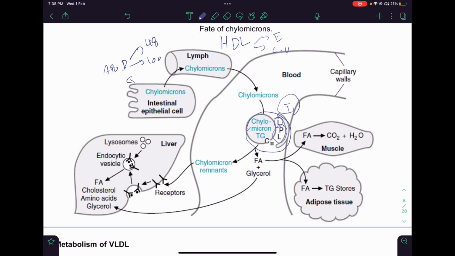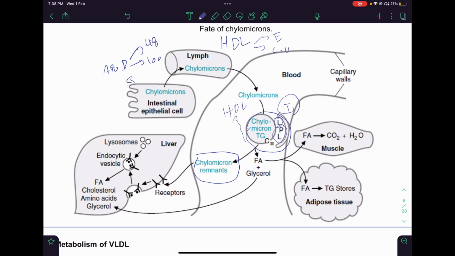Now, the chylomicron contains ApoC2, ApoE and ApoB48, all of them at this point. Before they go into something called the chylomicron remnant, they give the ApoC2 to the HDL.